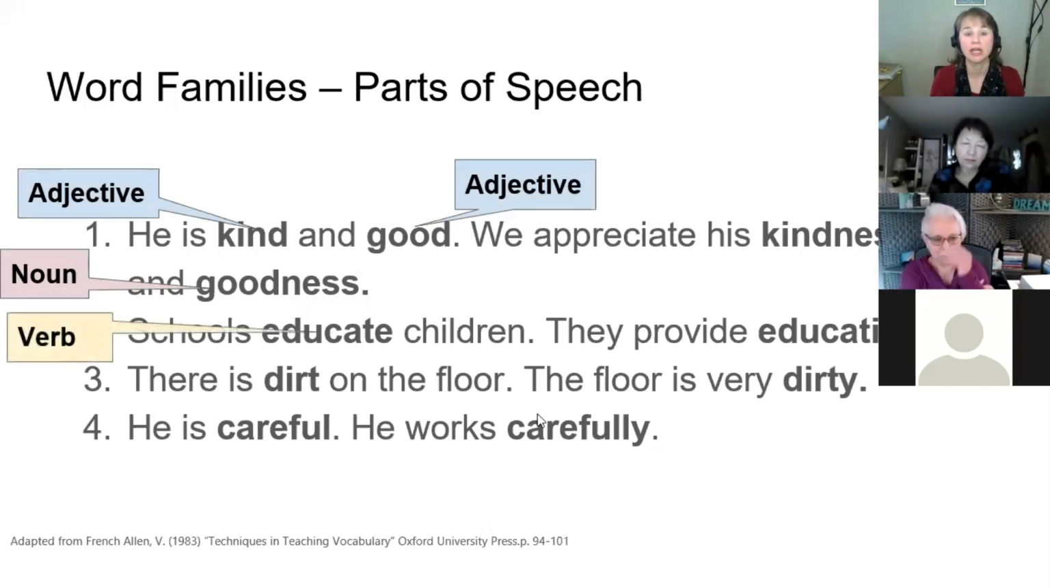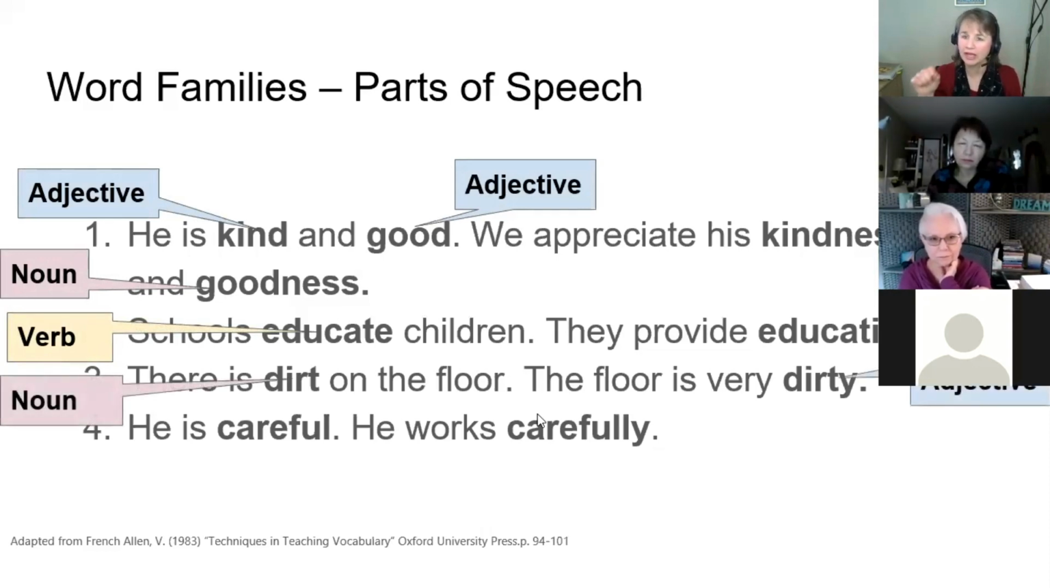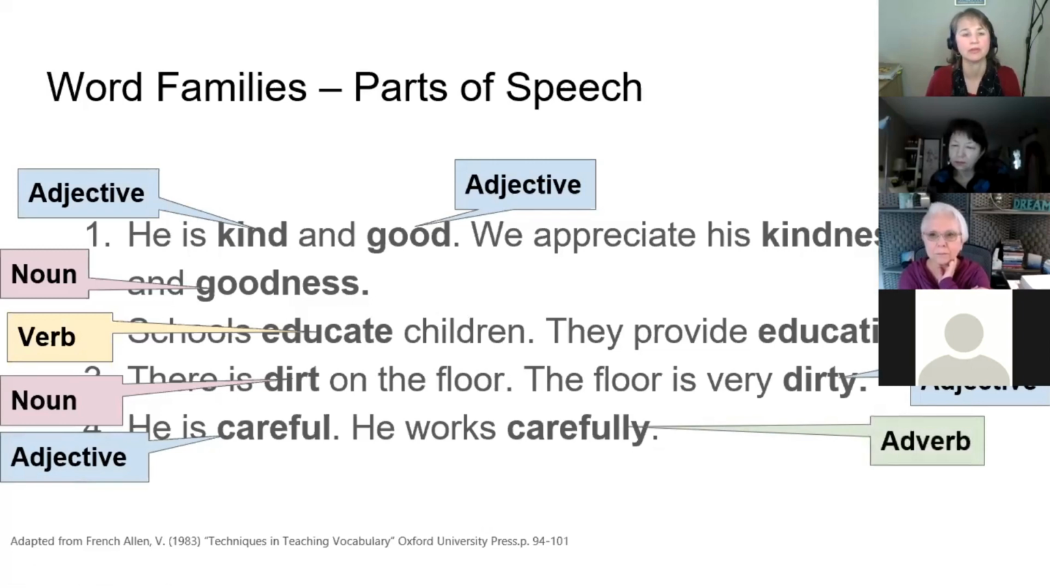Right? Educate is a verb. Education is a noun. So we put the I-O-N, T-I-O-N at the end, which makes it a noun. Dirt is a noun, and dirty, with that Y ending, makes an adjective. And move this. Careful is an adjective. We put an L-Y at the end and it becomes an adverb.